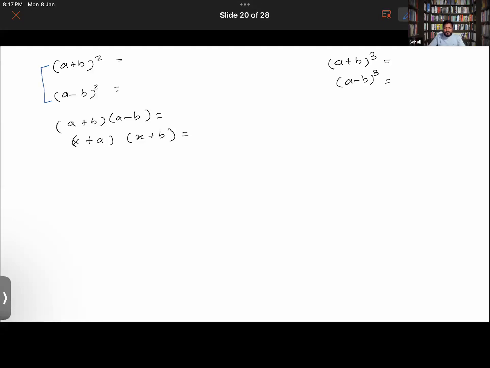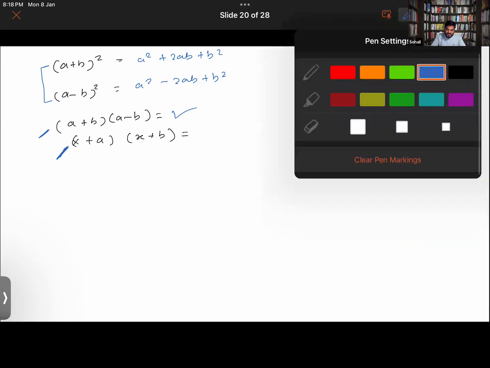So it is a square plus 2ab plus b square. And the second one is a square minus 2ab plus b square. Good. You answer this one, Arham, while the remaining ones Arhan will be answering.